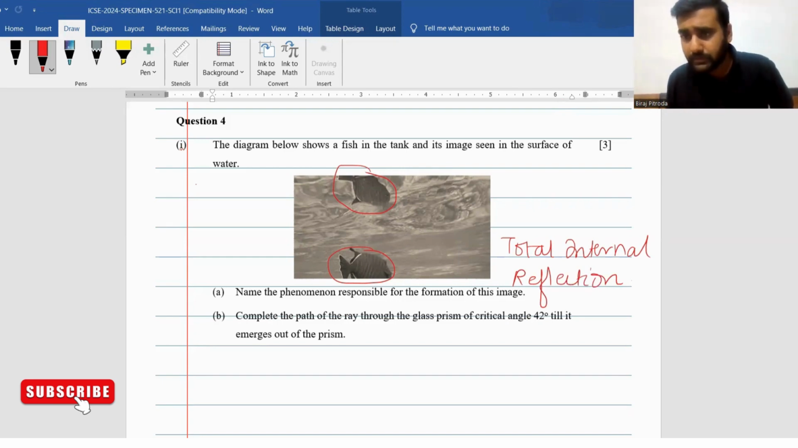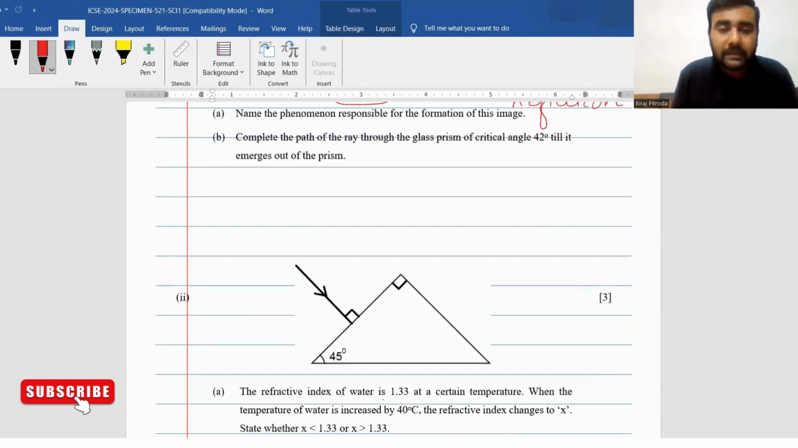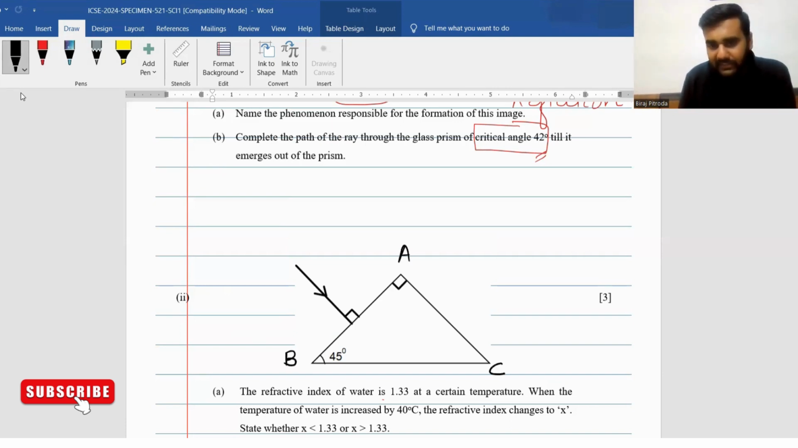There is one more sub question related to this question. The question is, complete the path of a ray of light through a glass prism of critical angle 42 degrees, very important, till it emerges out of the prism. So we have this prism here and there is a ray of light which is going to be incident on that prism. To make things much easier, let's name the prism. Let's name these points A, B and C.